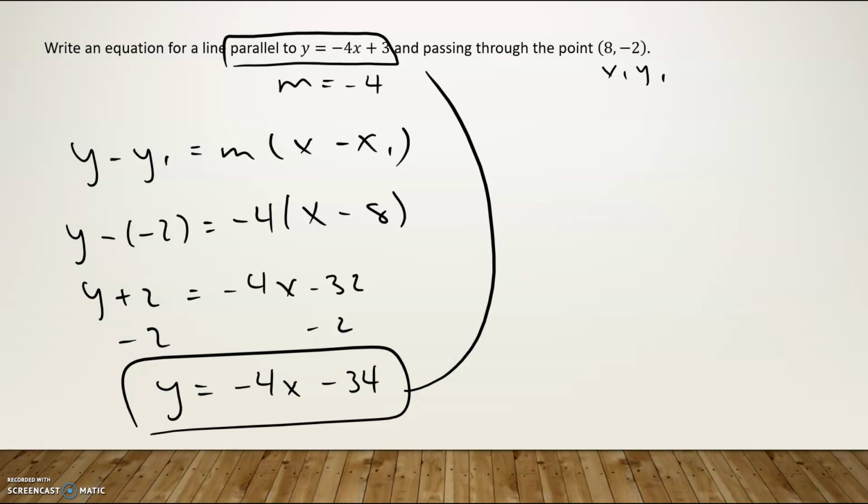Oh, one little mistake. -4 times -8. Alright, one little mistake that I had was I had a -32. It should be a positive 32. So because you have a -4 times a -8, that gives you positive 32. So a positive 32 minus 2, that would give us 30. So y equals -4x plus 30, that's going to be our final answer.